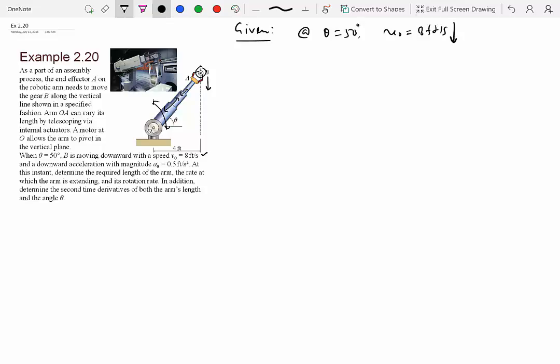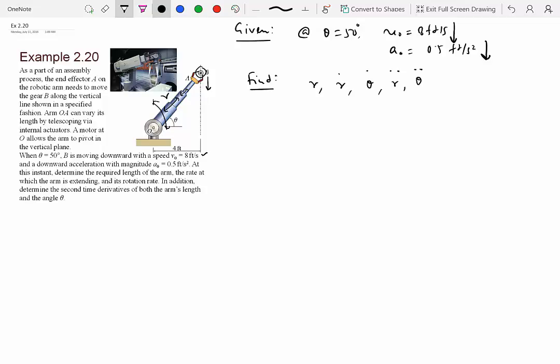So let me just show it graphically. And then acceleration is 0.5 feet per second squared, also in the downward direction. At this instant, we have to find the required length of the arm. So find, because we have quite a few things we have to find, so let's write that. Required length of the arm. So let's say R is the distance OA. The rate at which the arm is extending, so that's R dot. Rotation rate, that's theta dot. And the second time derivative, so we are also looking for R double dot and theta double dot, right?